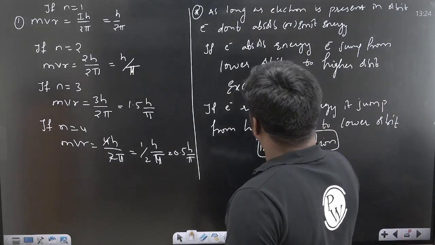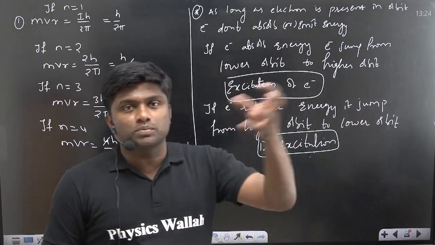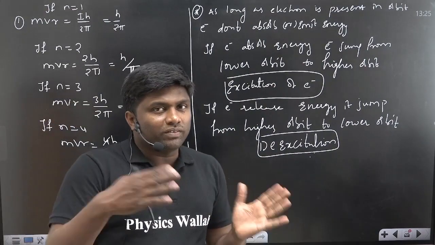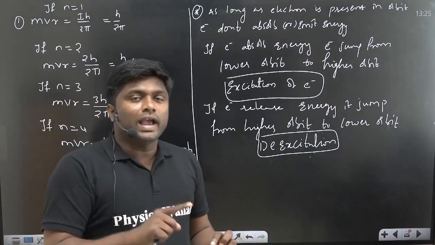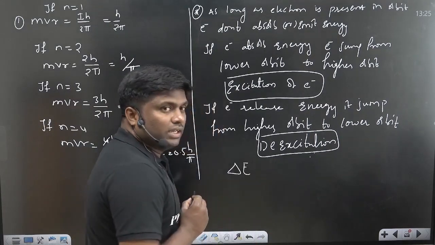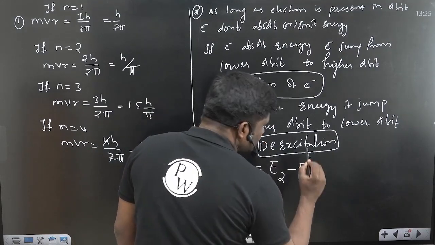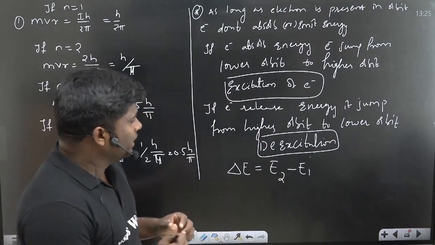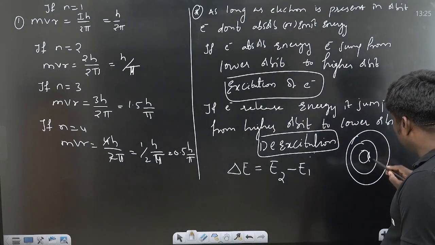So during excitation and de-excitation, what is happening? During excitation, energy is absorbed by the electron. During de-excitation, energy is released by the electron. Whether it is excitation or de-excitation, there will be a change in the energy of the electron. The change in energy of the electron during excitation and de-excitation, delta E, is equal to E2 minus E1. See, for example, the electron is present in the first shell. This is the first shell.